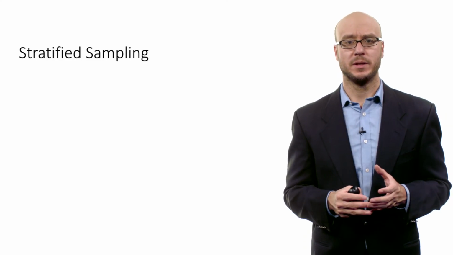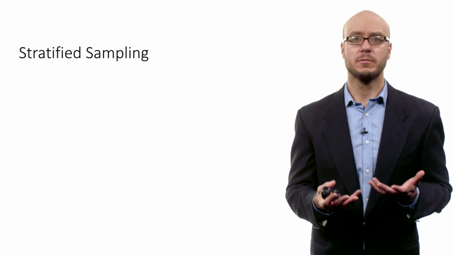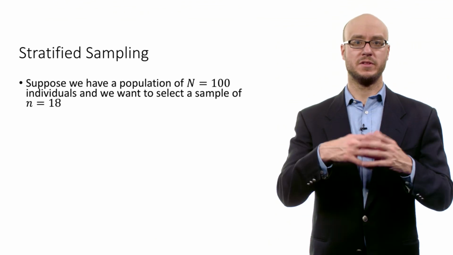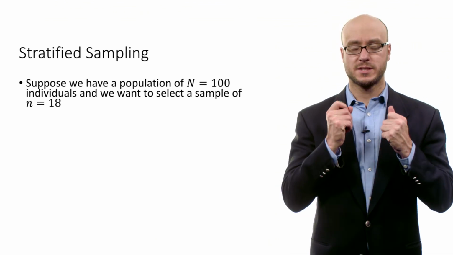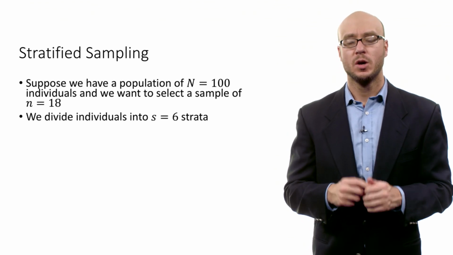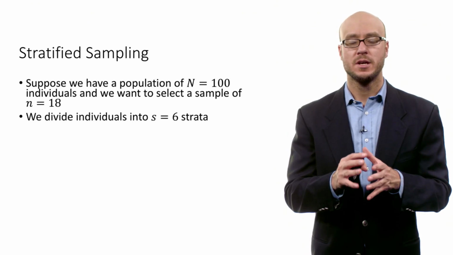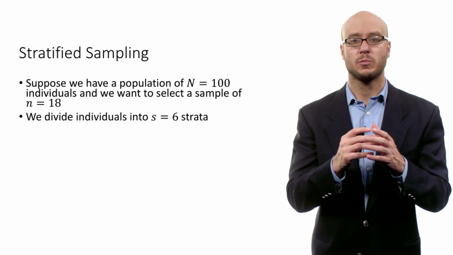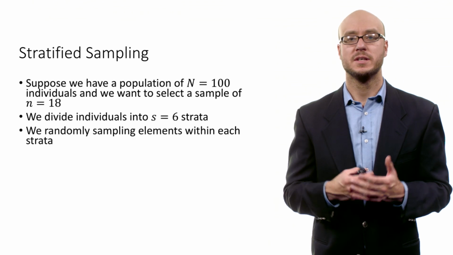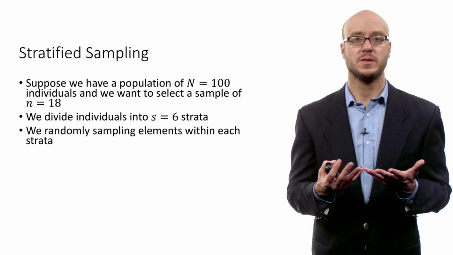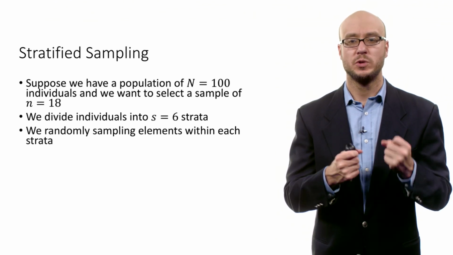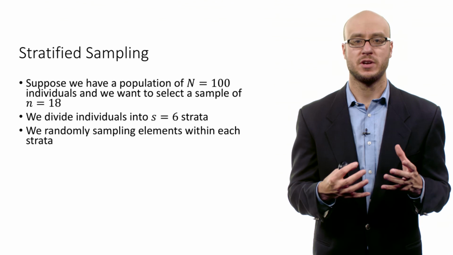A different sampling method that you will encounter in applied research and studies is something called stratified sampling. So again, suppose we have this population of 100 people, and we want to select a sample of 18 individuals. That's our subset. Well, then what we do is, for this kind of procedure, we're going to divide all these elements, all these individuals, into 6 strata, which we sometimes denote as S. And the idea is that we randomly sample elements within each of these strata.